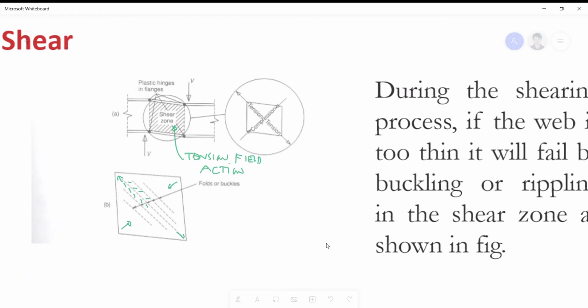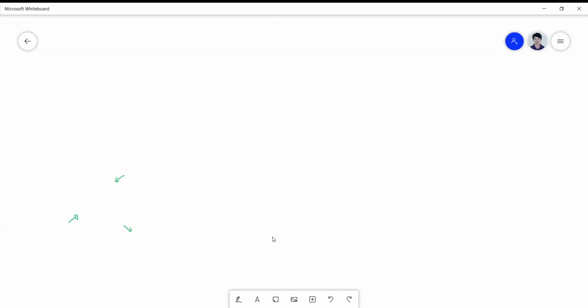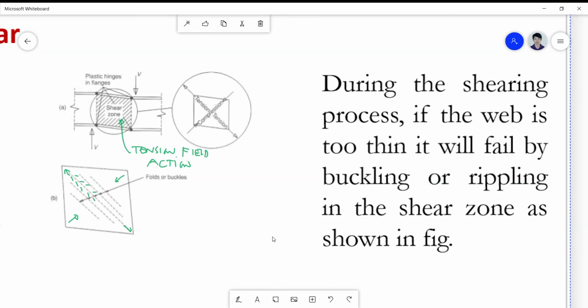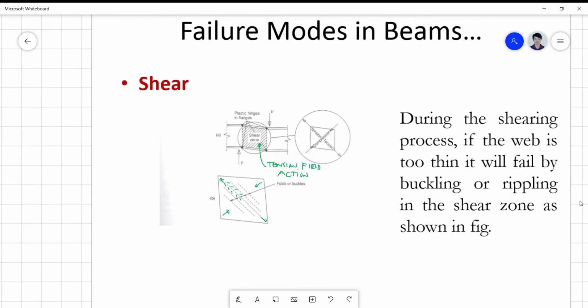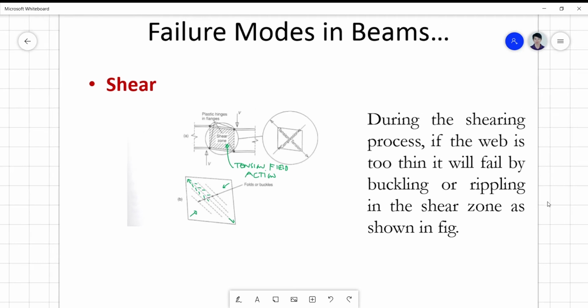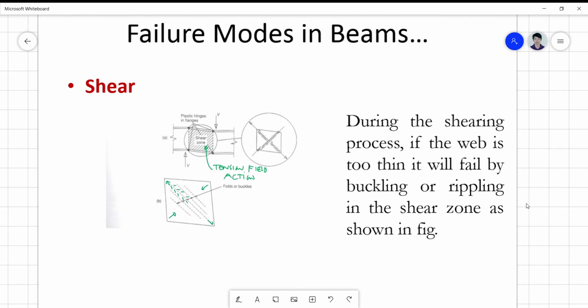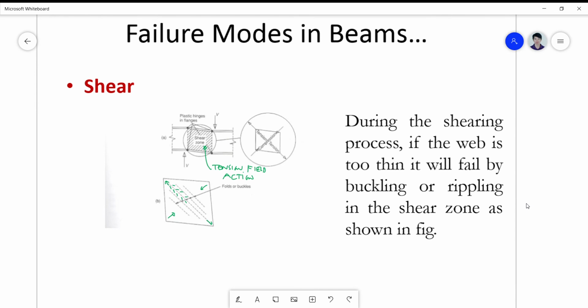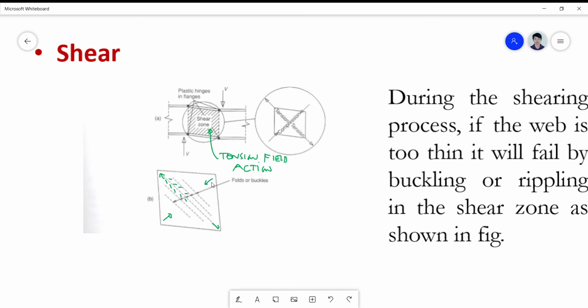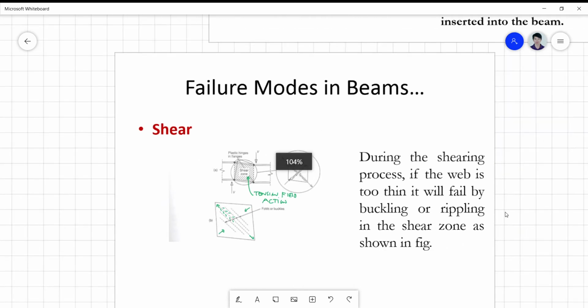No? So when you see our formula for shear later, it has something to do with the criterion for failure, what I showed you before, the von Mises criterion. Okay? So during the shearing process, if the web is too thin, it will fail by buckling or rippling in the shear zone as shown in the figure. But class, tension is not critical, okay? What is critical is compression. While you pull this, you compress that, it will develop folds, or simply buckle, as we call it, no?